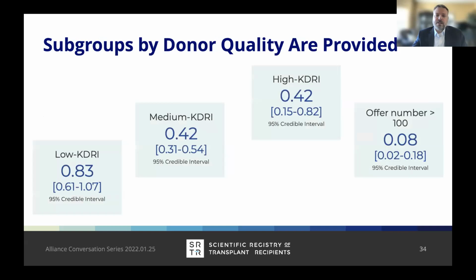We do also provide, depending on the organ, different subgroups of types of offers for you to look at. This is a kidney example.